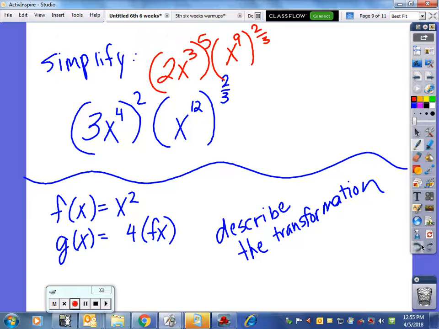Okay, so 2 to the 5th power. Is it 243? Two to the 5th is 32, isn't it? Okay, and then x to the 3rd to the 5th is x to the 15th times x to the 6th. 32 times 1 is still 32, and this becomes x to the what? 21.